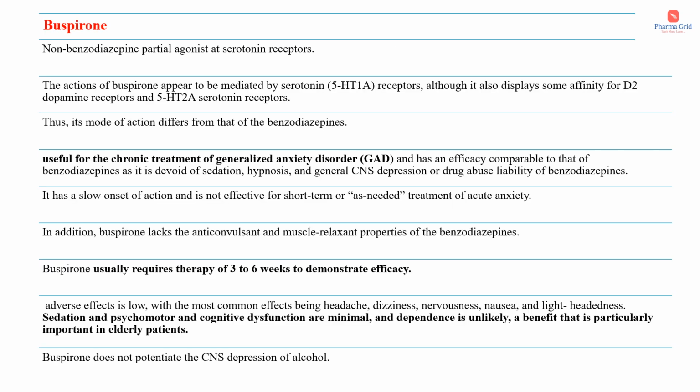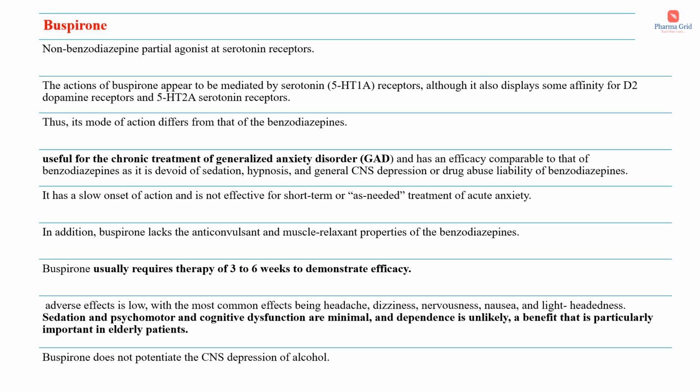Next drug is Buspirone. It is a non-benzodiazepine partial agonist at serotonin receptors. The actions of Buspirone appear to be mediated by serotonin receptors, that is 5-HT1A, although it also displays some affinity for dopamine receptors, that is D2, and 5-HT2A serotonin receptors. Thus, its mode of action differs from that of the benzodiazepines.